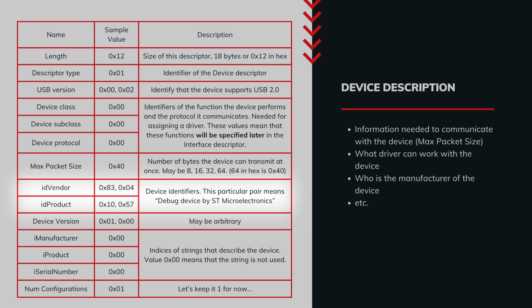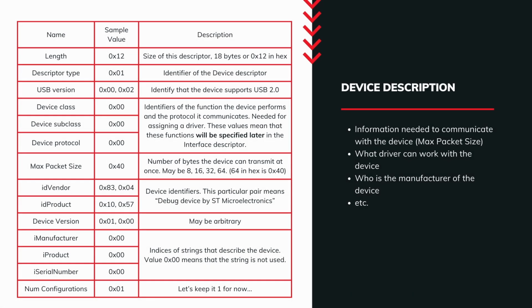They are important if you plan to distribute your device. For this first test, these values can be pretty much anything. Device version is self-explanatory and is not important for now. Next follow string descriptors, which are also not mandatory, and value 0 means that they are not used. The last value is the number of configurations that the device has. We'll only be using one configuration.